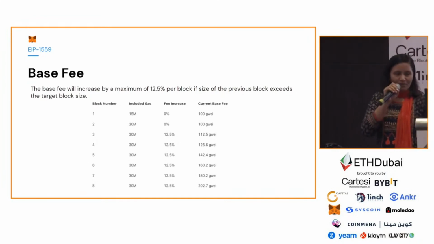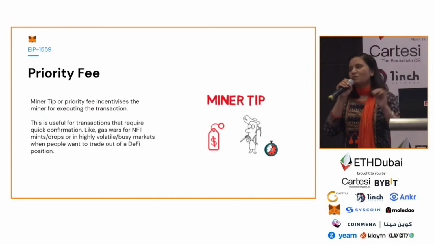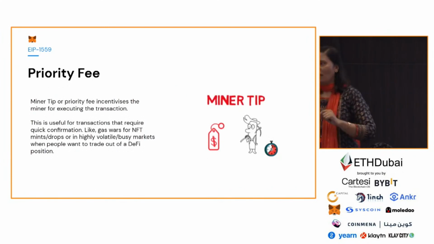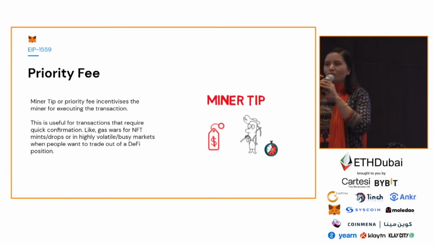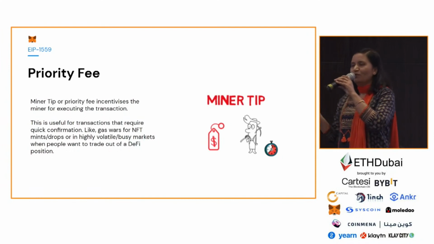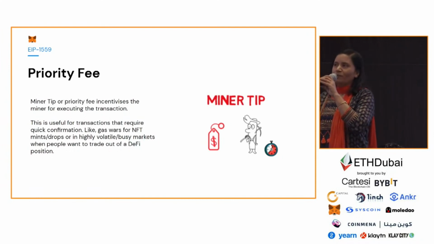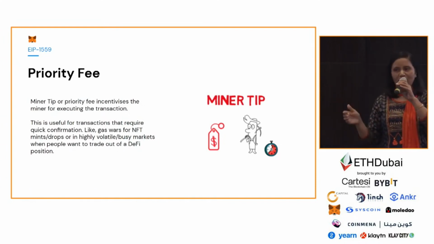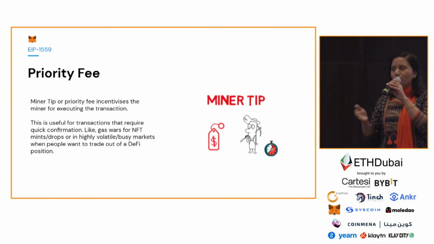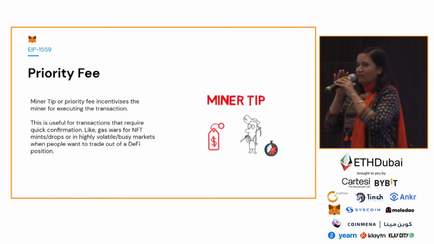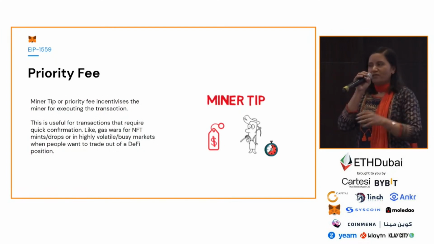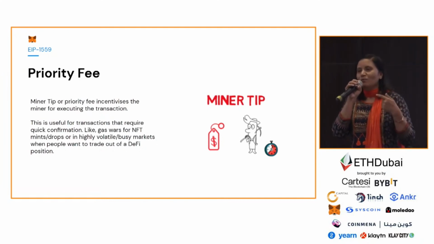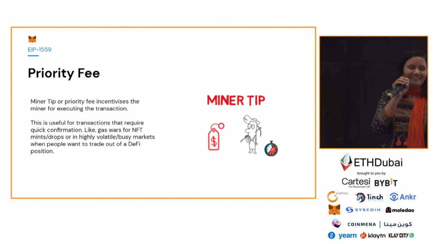Now, the second variable in 1559 is priority fee. Priority fee, or what we call miner tip, is a way to incentivize the miner. And priority fee is your tool if you are looking forward to participate in the gas war. So if you are running a time-critical transaction, you are participating in an NFT drop or minting, or the market is highly volatile, and you need to ensure that your transaction is executed really fast, add a high priority fee to it. So miner will be happy to run your transaction.